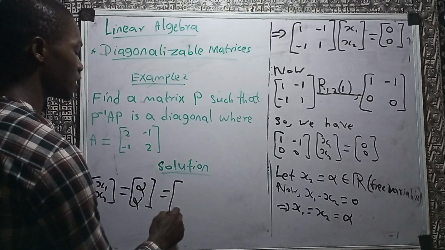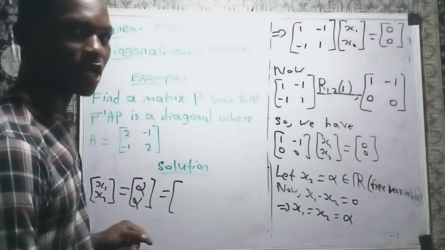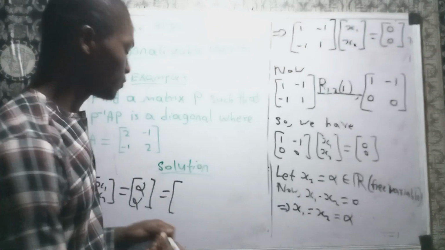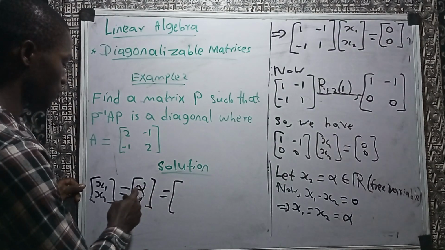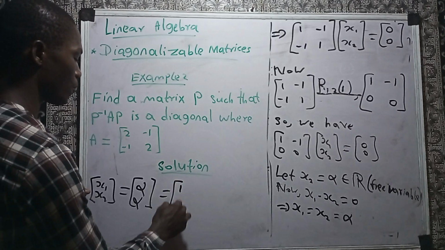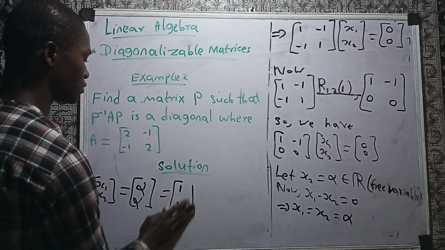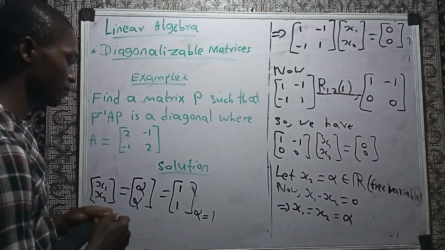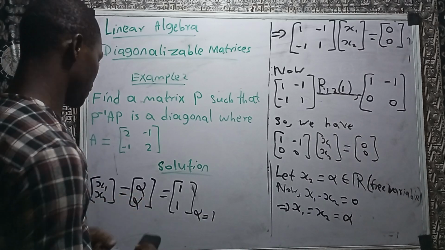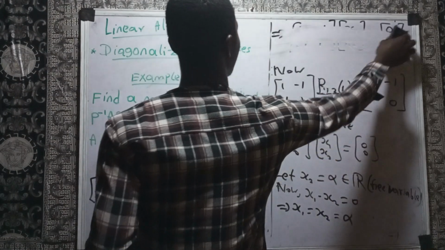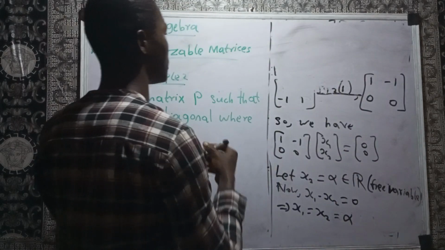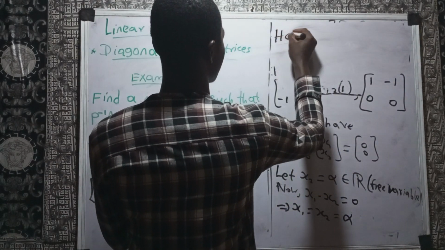So let's choose a particular alpha. Alpha is any real number, so let's choose a particular alpha. For simplicity's sake, we choose 1. So we're going to have 1, 1, at alpha equals 1. So our matrix P, hence, let's make the statement here.